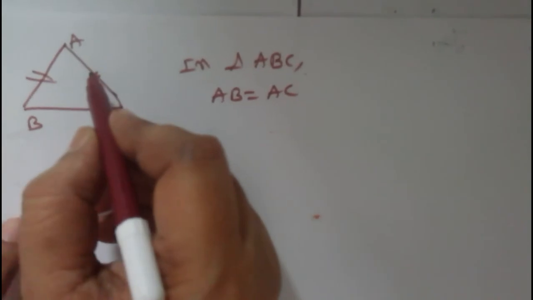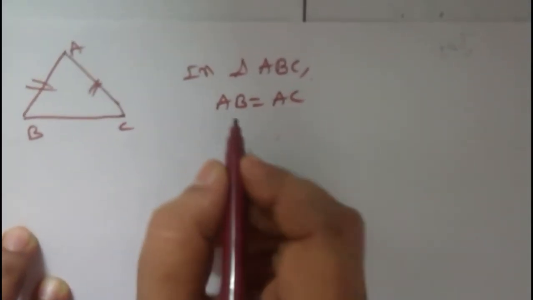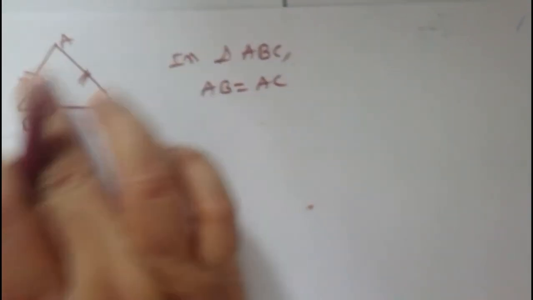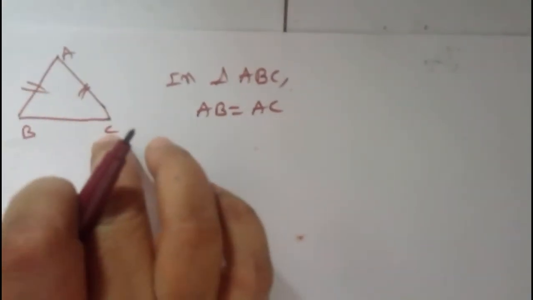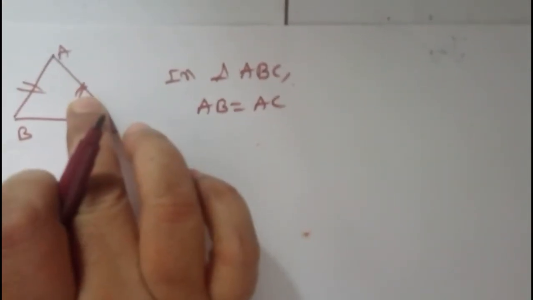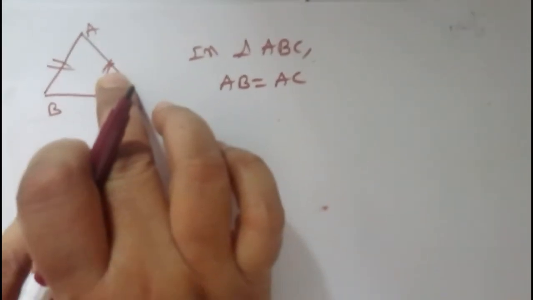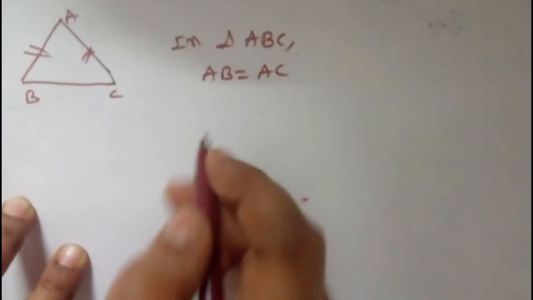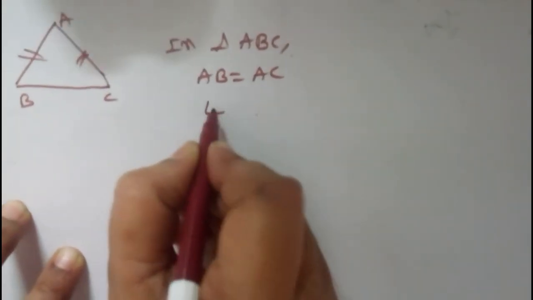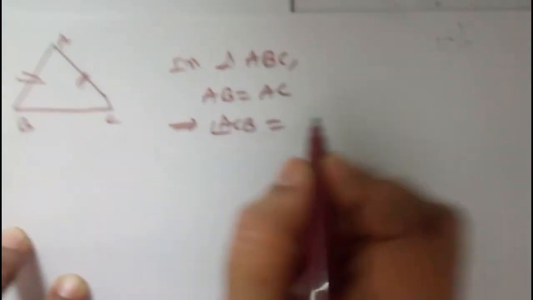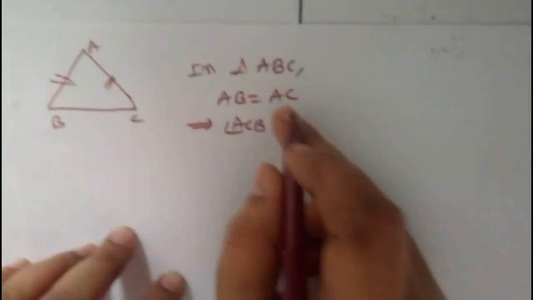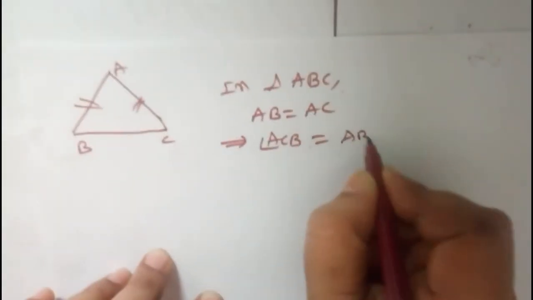So what is the angle opposite to AC? It is angle ABC. The angle opposite to AB is angle ACB. If two sides are equal, then the angles opposite to equal sides are equal. So the angle opposite to AB, angle ACB, is equal to the angle opposite to AC, angle ABC.